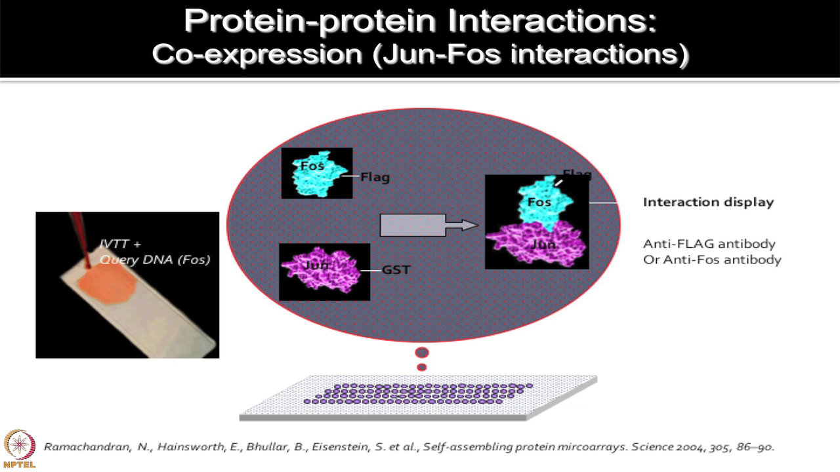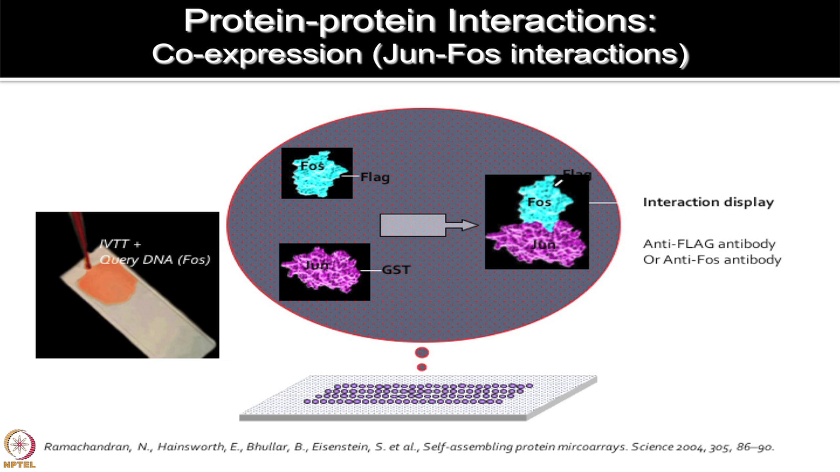So, when you are mixing the IVT on the chip to express the protein of interest, at that time you are adding the DNA of the FOS. The only thing you have to keep in mind is that if you are looking at protein-protein interaction using co-expression, then your query protein should have a different type of tag. In this case, the protein has a FLAG tag with the FOS protein, whereas everything else which is printed on the chip has the GST tag.